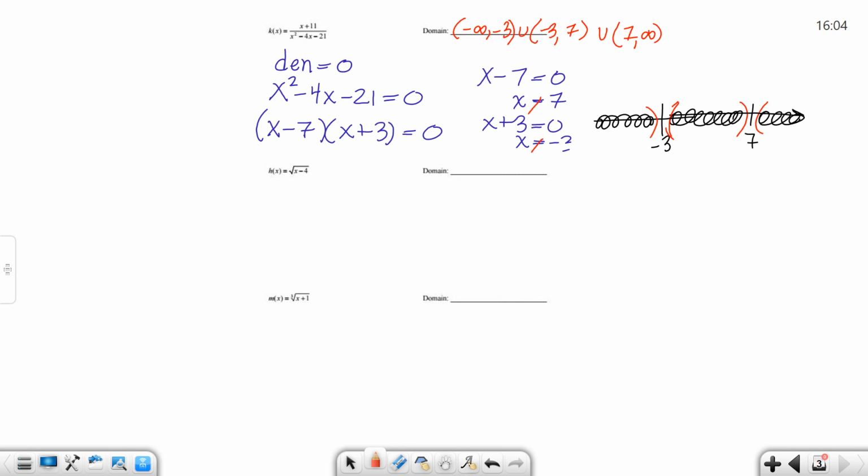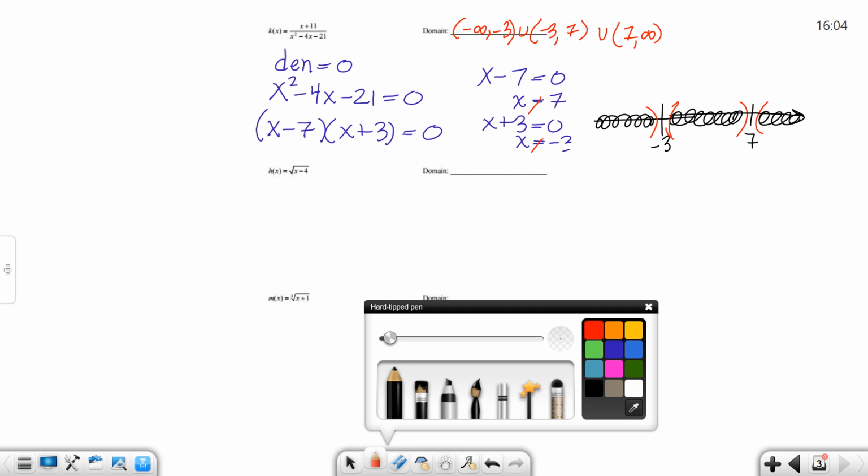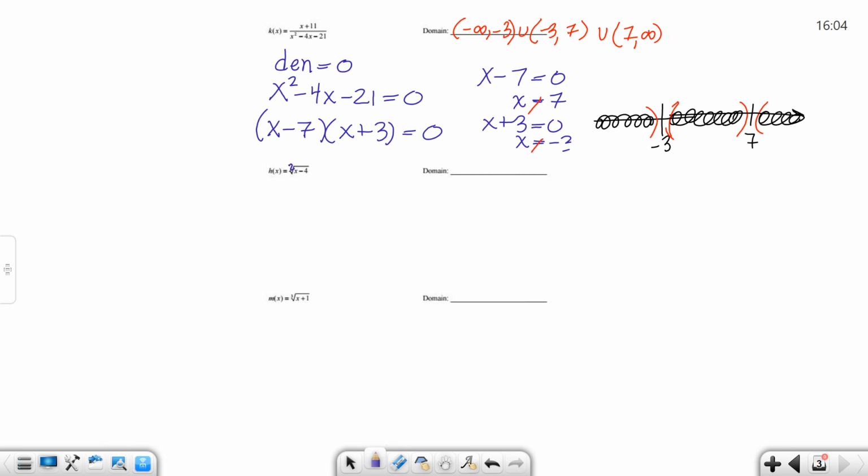Okay, looking at the next one, H, you'll notice H does not have a denominator. H does have an even radical. What you notice about H is it's a square root. A square root means that the index is understood to be 2. So the index would be this little number right here. There's an understood 2 right there. So that's how we know it's an even radical.